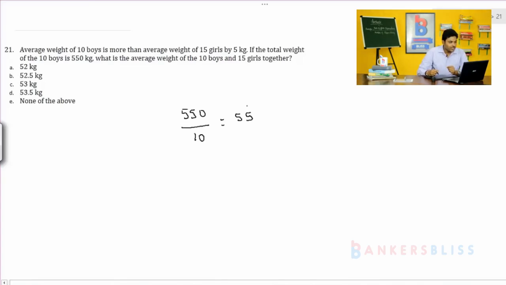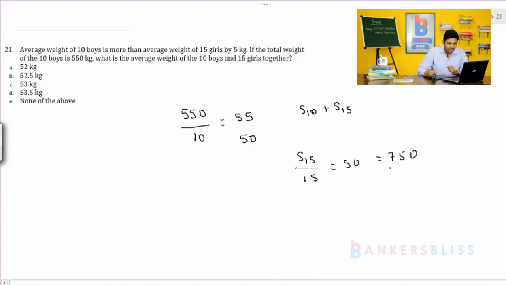Next, in the question they have given that the average weight of 10 boys is more than the average weight of 15 girls by 5 kg. So if the average weight of boys is 55, then the average weight of girls will be 50, because boys are 5 kg more than girls. Now what is the average weight of 10 boys and 15 girls? I should know the sum of 10 boys and the sum of 15 girls. The sum of 15 girls divided by 15 is equal to 50. So 15 5s are 75, so 750.